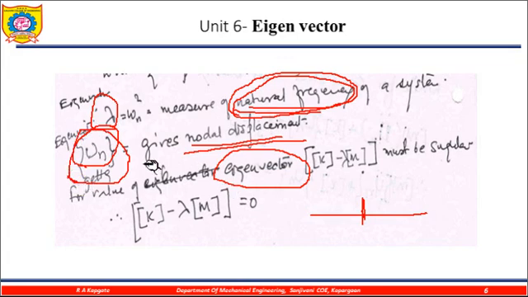Now the issue is how to find the eigenvalue and the eigenvector. For that we need to solve the problem. Once we solve the problem, we will understand how to find lambda, how to find omega 1, as well as the number of modes, and everything will be very clear.